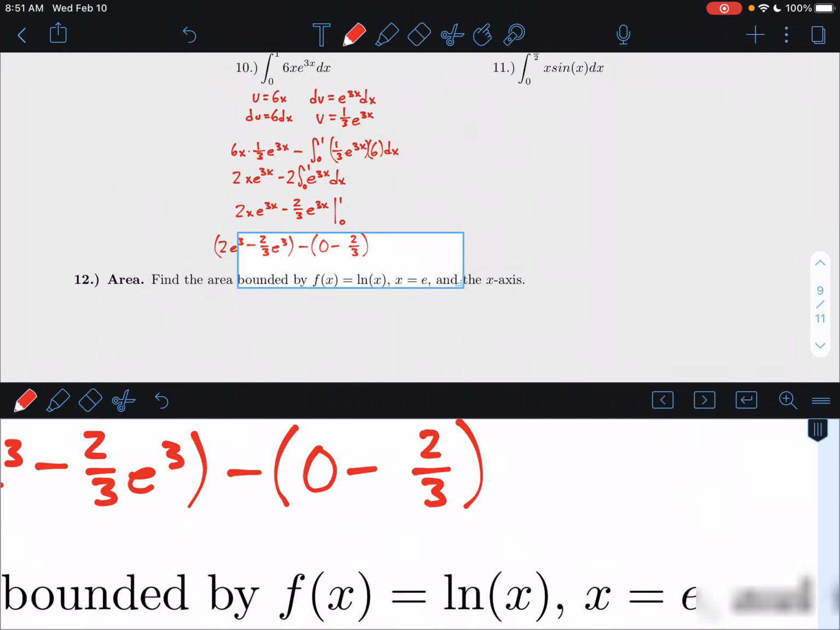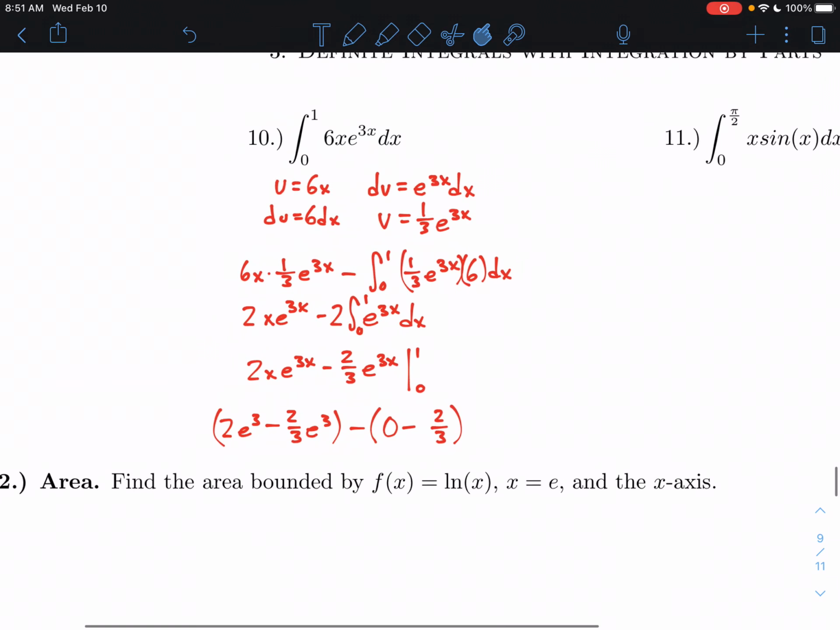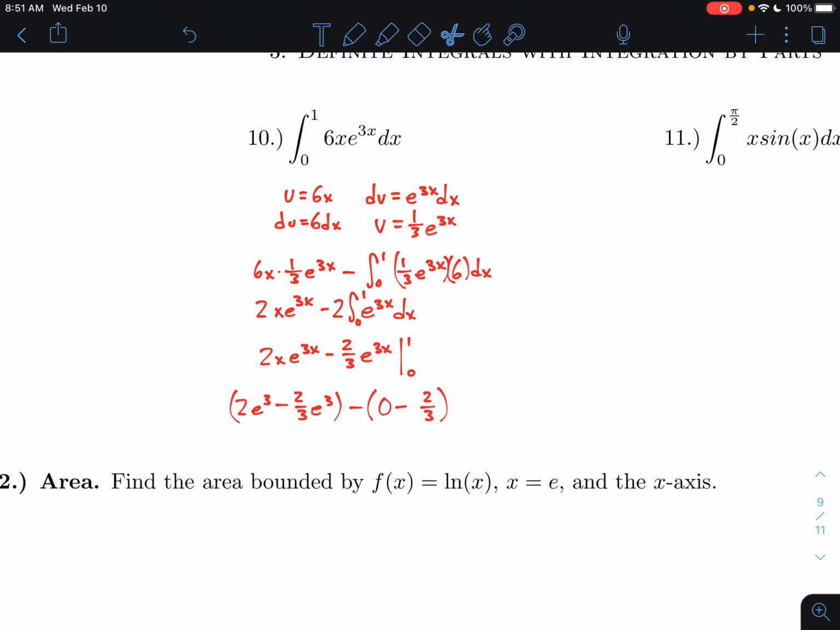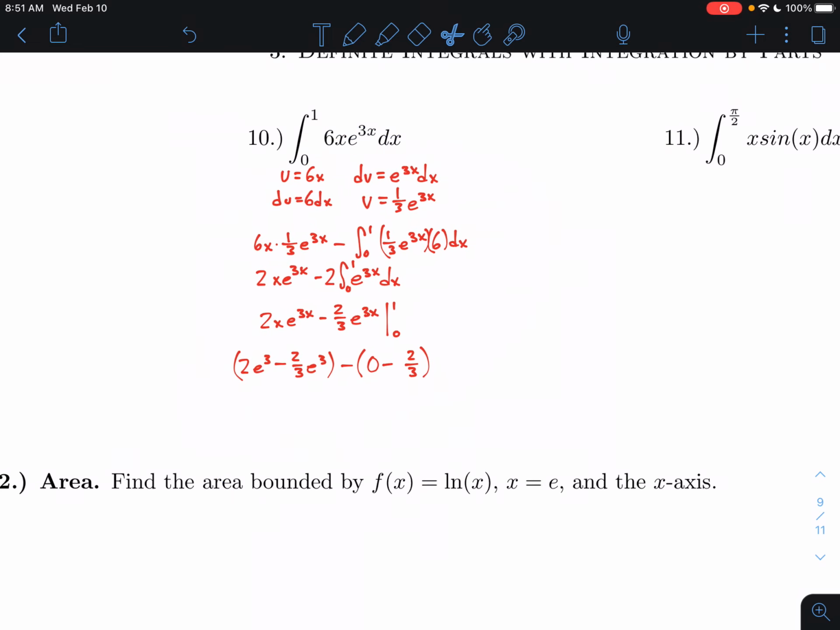Oh, I need to give myself more room. Shrink it down a little bit. Okay, there we go.